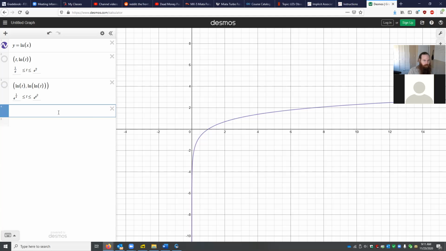That's not the only way to do it. What else could we do? We could do e to the t comma t. And here, t would have to run from -1 up to 2. And again, you see that this green is the same as the green or red from earlier. So there's a bunch of ways to parameterize any given portion of any given curve.